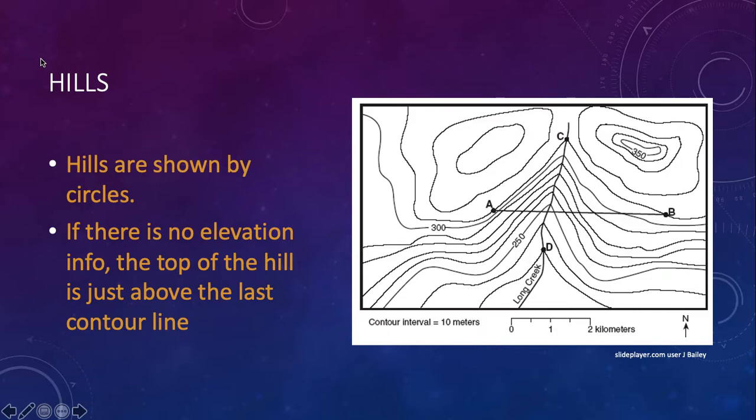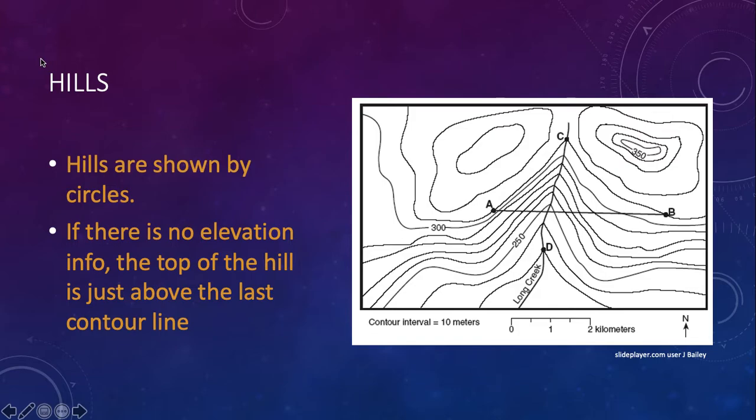So on the left side, that hill would be at least 330 meters high, although it could be up to 339.9 meters high. And then on the right side, the hill is at least 350 meters high, but it could be as high as 359.9 meters high. So it's less than 360, because if it were 360, there'd be another circle there.